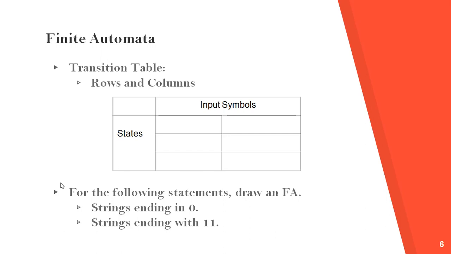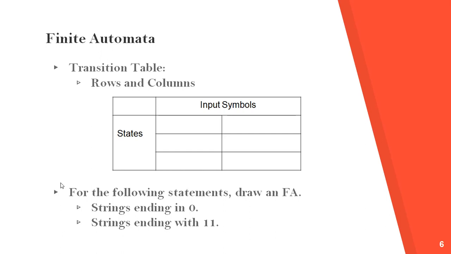So for the problem statement strings ending in a 0, we have to construct a finite automata. Before constructing the finite automata, we first find the regular language and regular expression of that statement, and by using that regular language and regular expression, we design it. Remember that the statement can be strings ending in a 0, strings ending in A, strings ending in B, etc. For that statement, we have to identify the input alphabet. It is the basic prerequisite required for designing and constructing the regular language and the regular expression.